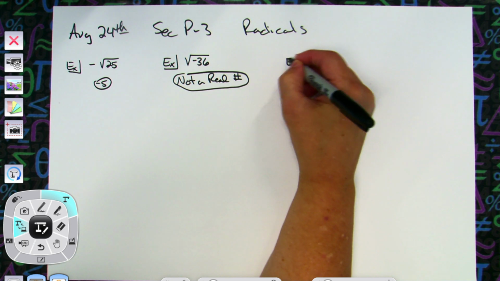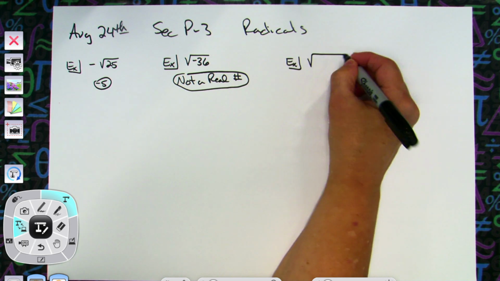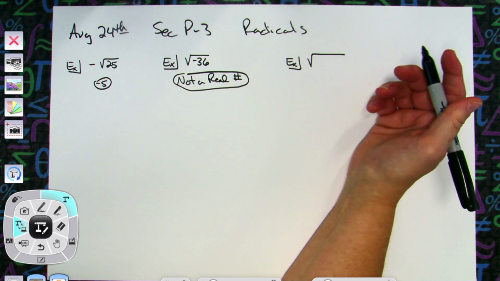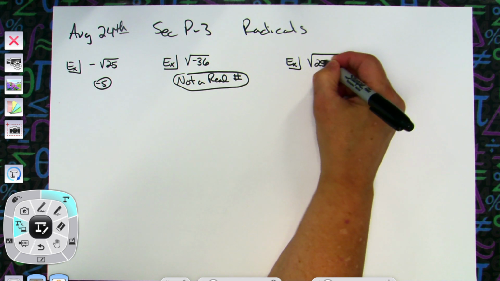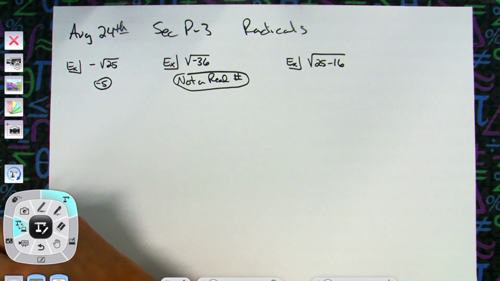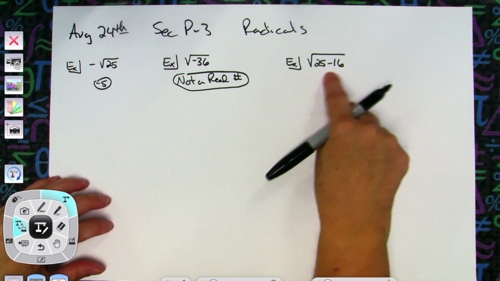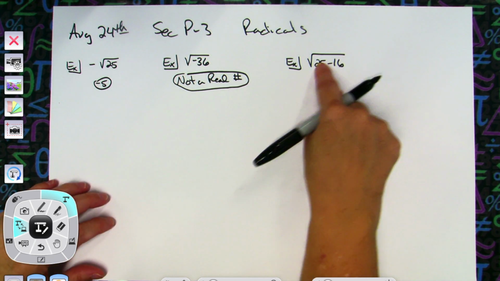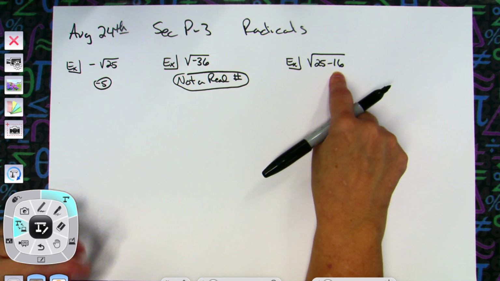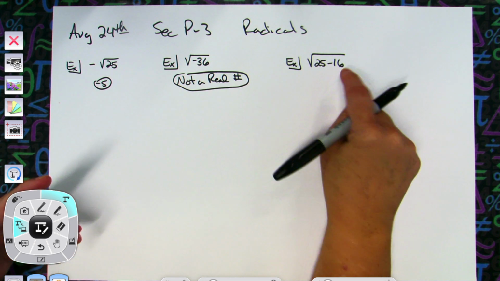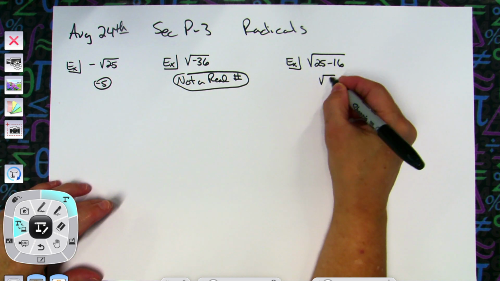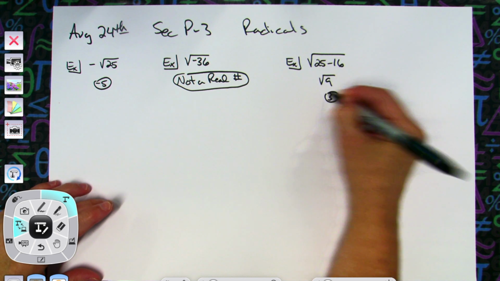Then they may do some problems where you've got more than one thing underneath the radical, like square root of 25 minus 16. If there's some type of operation under there, it's almost like a set of parentheses. You've got to do what's underneath there first and then take the square root. So if I subtract that, I'd get 9, so square root of 9, and then the square root of 9 is 3.